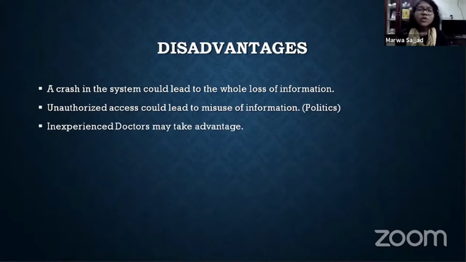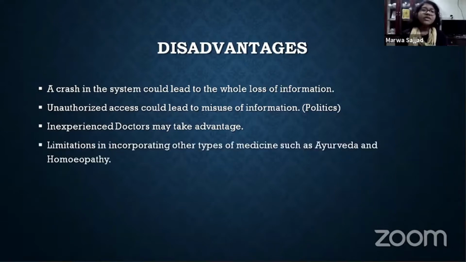Inexperienced doctors who are not sure of the case laid before them could try and use the system to understand the previous diagnoses and provide a satisfactory result. There are limitations in incorporating other types of medicine such as Ayurveda, homeopathy, etc., in which you do not get a defined name of a medicine. However, in homeopathy, you have pills, and in Ayurveda, you might have more of a physical treatment plan. There are limitations in incorporating this into the system.